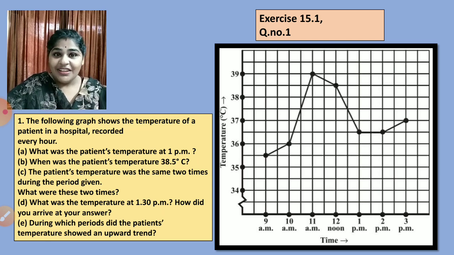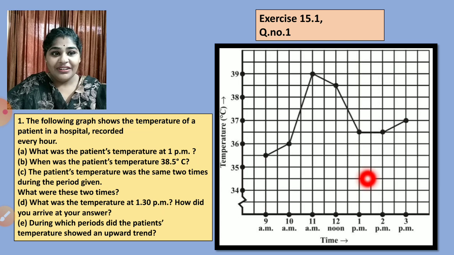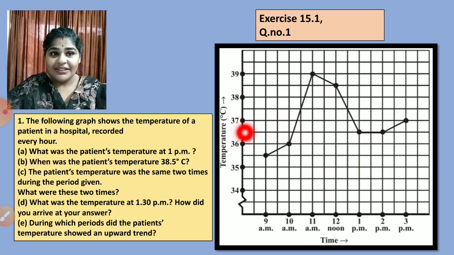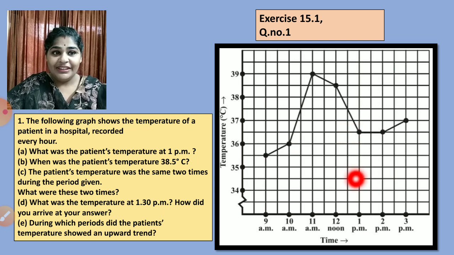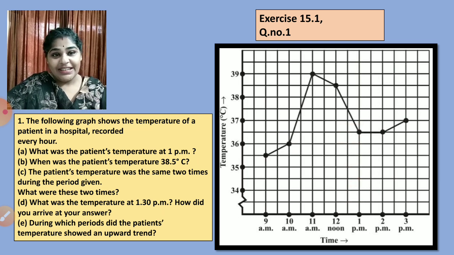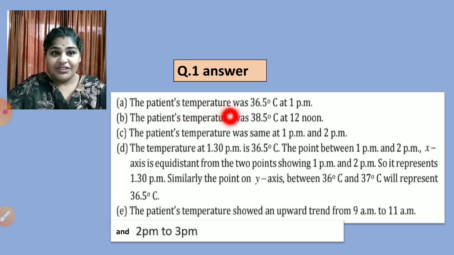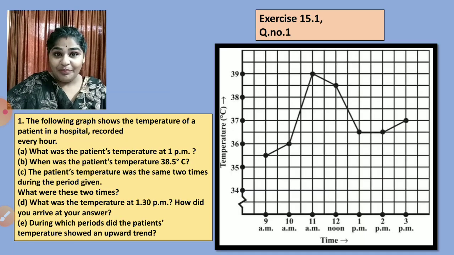First one is, what was the patient's temperature at 1 p.m.? So where is our 1 p.m., children? Here, right? So this line, if I see ahead here, I go up. Where is my point? It is at 36.5 degrees Celsius. So the first answer will be: the patient's temperature was 36.5 degrees Celsius at 1 p.m.